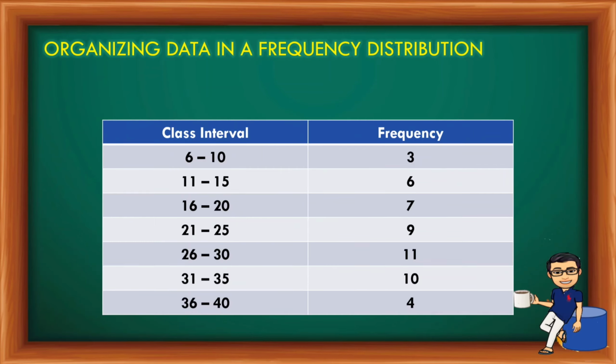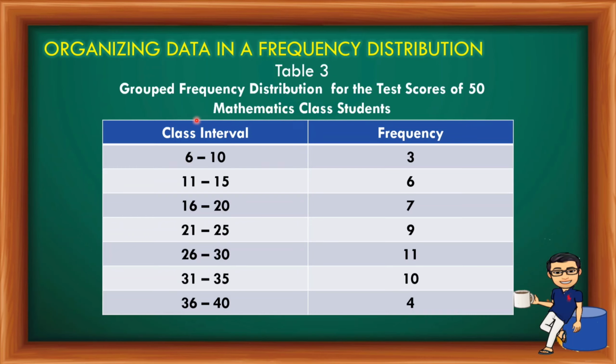So, tuloy natin. So, isulat na natin in this manner kasi ito yung kailangan natin. So, we write this. So, sabi natin kanina, nung pinag-aralan natin yung part of the table, so lalagyan natin ng table 3 or number of the table or reference of the table. So, ang title nito is Group Frequency Distribution for the test scores of 50 mathematics class students. Okay, so we organized already the frequency distribution.